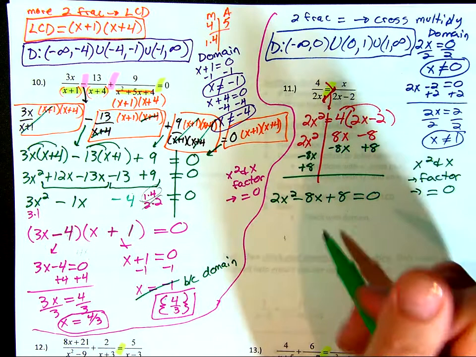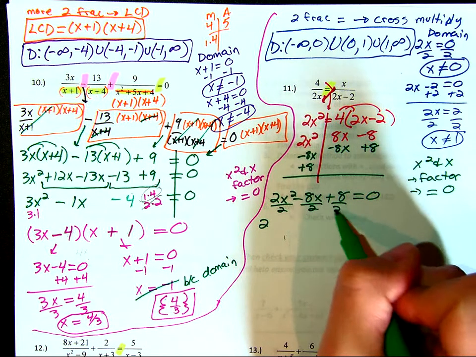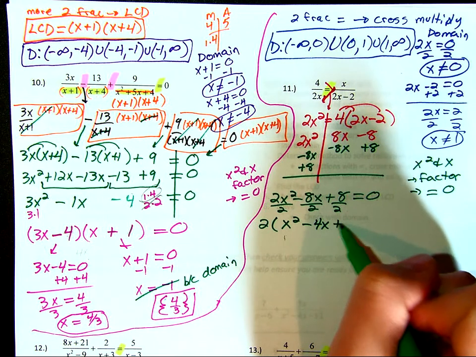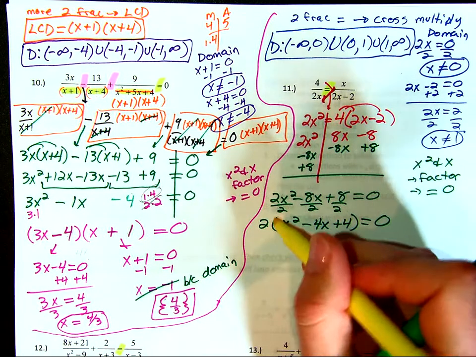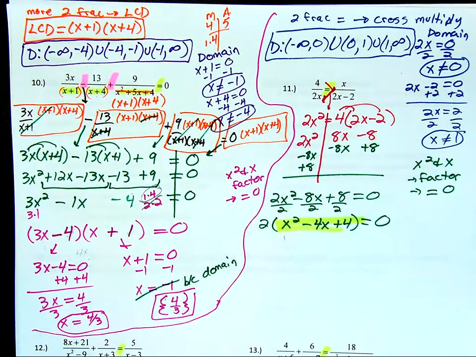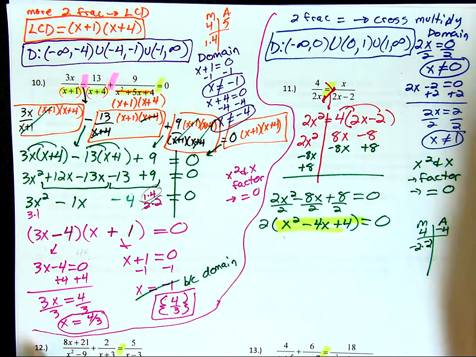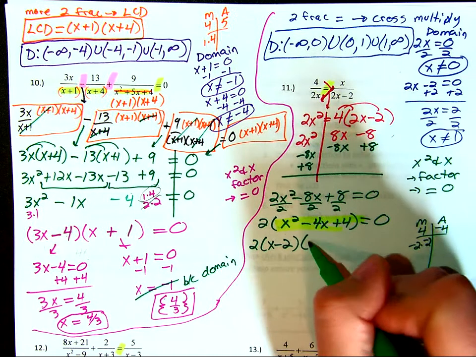In this case, there is a GCF of 2. So I'm going to divide each one of these by 2 to pull out my GCF. So x squared minus 4x plus 4 equals 0. Now I need to factor my inside, and since my lead coefficient is a 1, we're going to do what multiplies to the last, which is 4, and adds to the middle, negative 4, which would be negative 2 times negative 2. So we have x minus 2, x minus 2 equals 0.